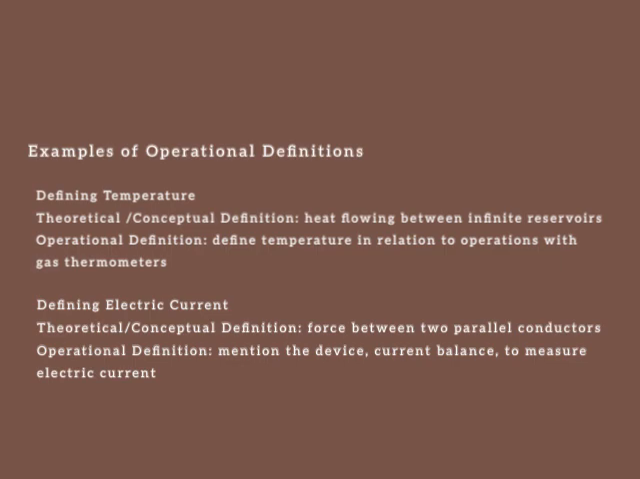Moving on to electric current. Its theoretical definition involves the force between two parallel conductors. But how do we measure it? We rely on an operational definition that mentions the device, specifically a current balance to measure electric current. This definition enables us to quantitatively study and work with electricity.